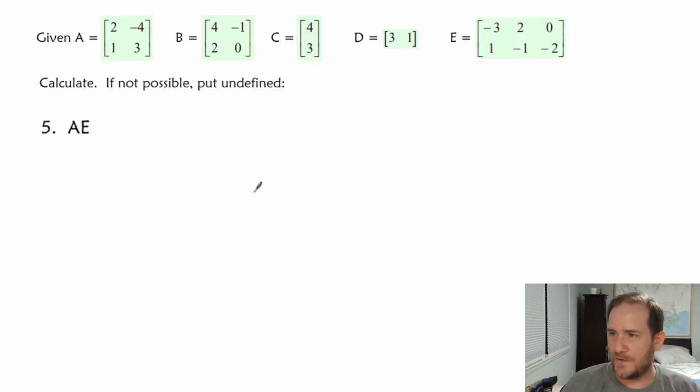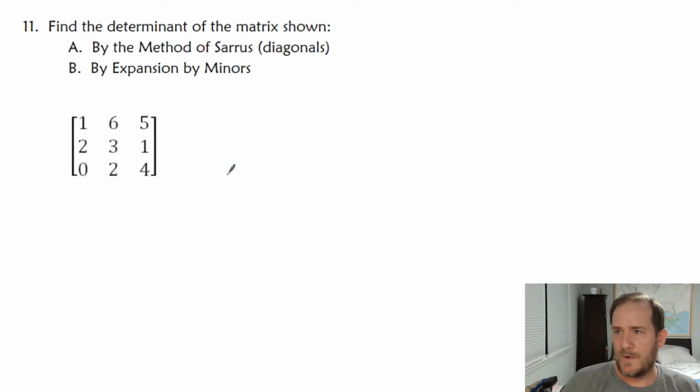Now, since this thing is 2 by 2, finding the determinant should be a piece of cake, although I will jump forward and allude to when we do the determinant of a 3 by 3, apparently the diagonals method had a more fancy name. It's called the method of Sarrus. That's interesting, right? It's just the diagonals method.